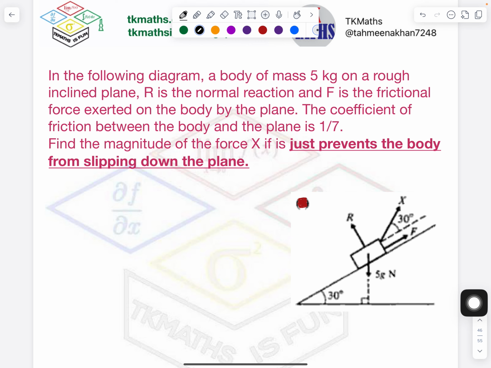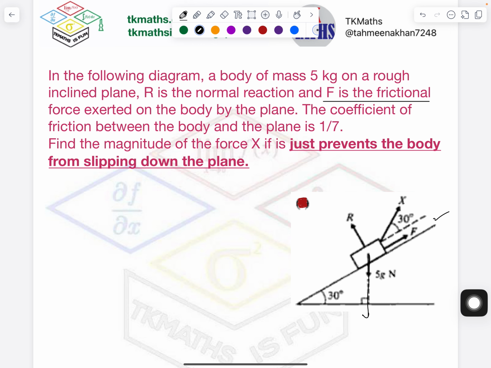Now in this case, if you look at the diagram, there is a force X acting upward at an angle of 30 degrees with the inclined plane, and the inclined plane itself is also at 30 degrees with the horizontal. What is the situation? It is highlighted here. The force F, which is a frictional force, just prevents the body from slipping down the plane. Because we know the frictional force acts opposite to the direction of motion, and the object is about to slip down, the frictional force is acting upward.